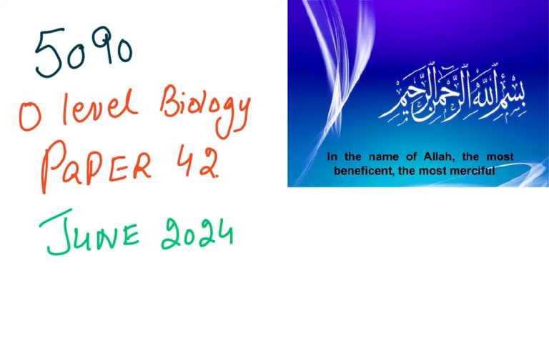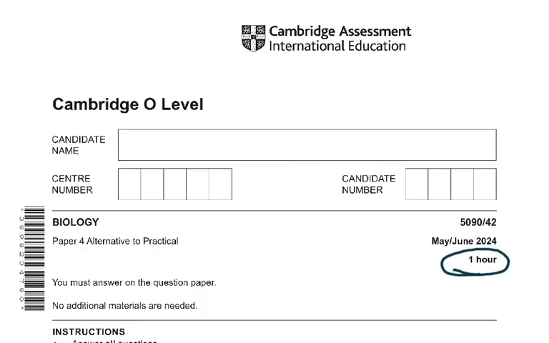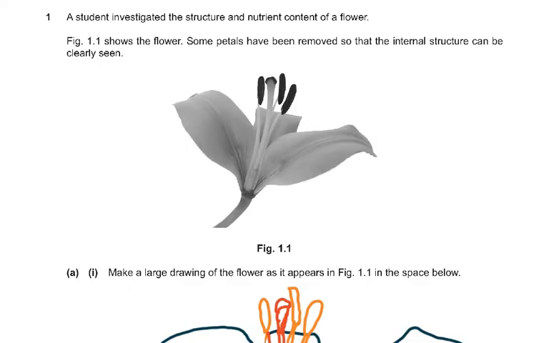The time, as you all know, is 1 hour for every paper 4, which used to be called the paper 6. It is 1 hour. Now let's start with question number 1.